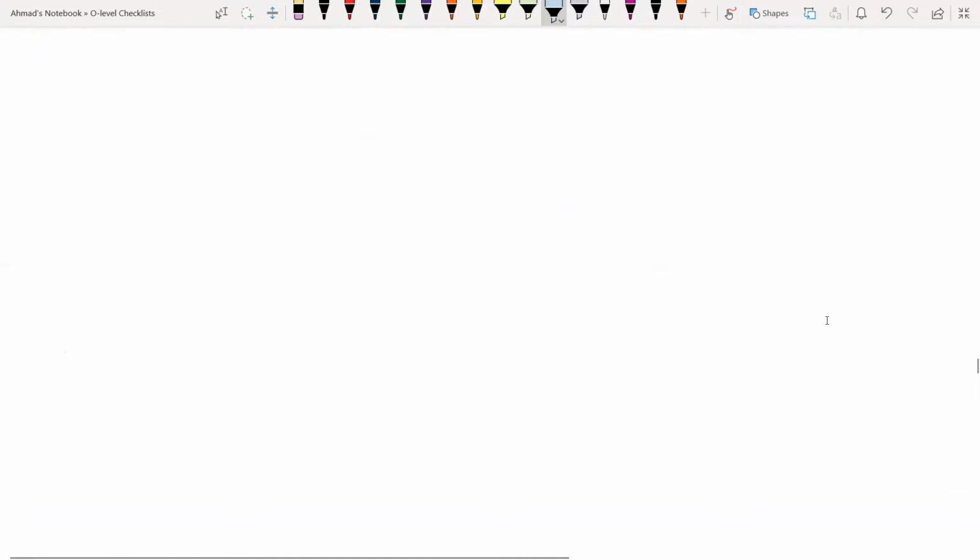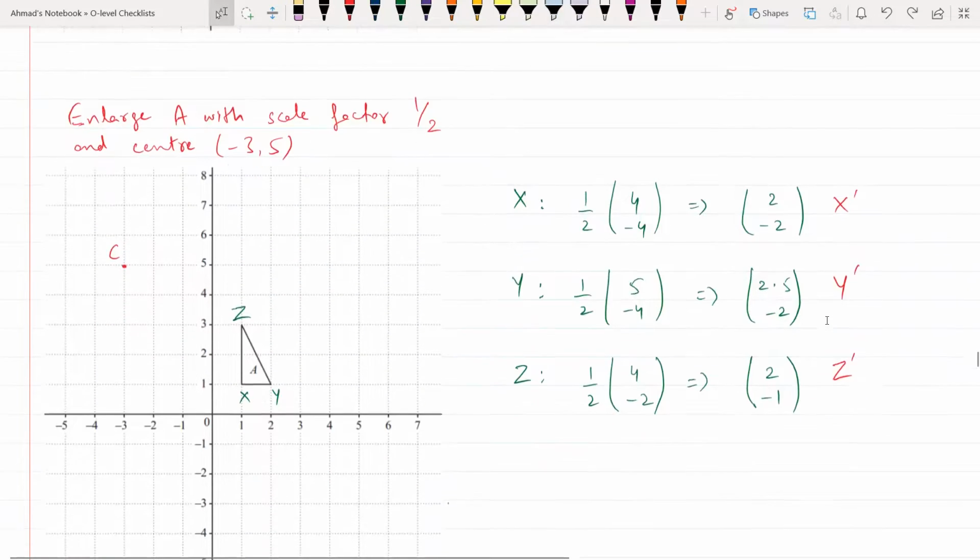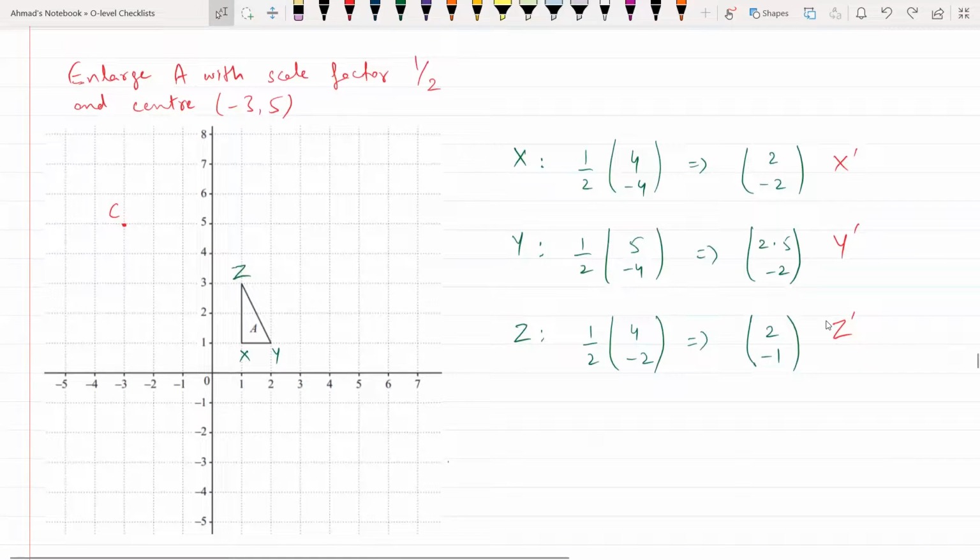Now let's move on. Next we have, so we have to enlarge A with scale factor 1/2 now. So scale factor is now less than 1. जब scale factor 1 से छोटा हो जाएगा, आपकी figure actually छोटी हो जाएगी. ठीक है? 1 से छोटा number होएगा, your figure will actually shrink rather than becoming bigger. It will become smaller. So center आपके let's say -3, 5 है. This is the center. Again, you can use your vectors like that as before. That's right there. You can have a look at that.